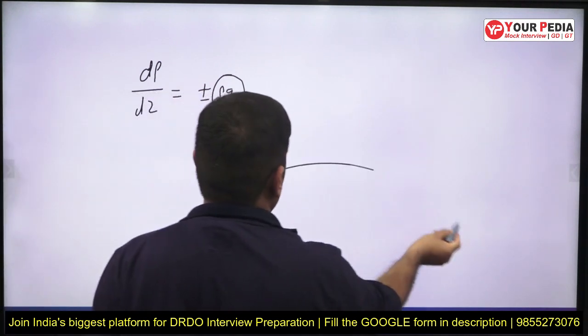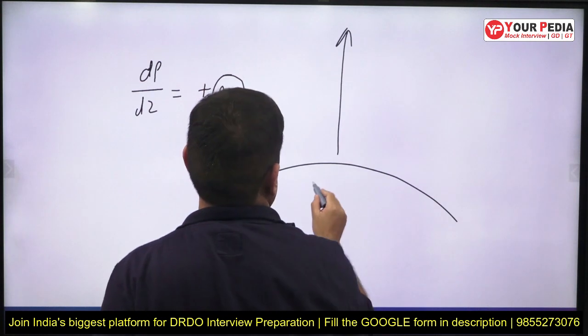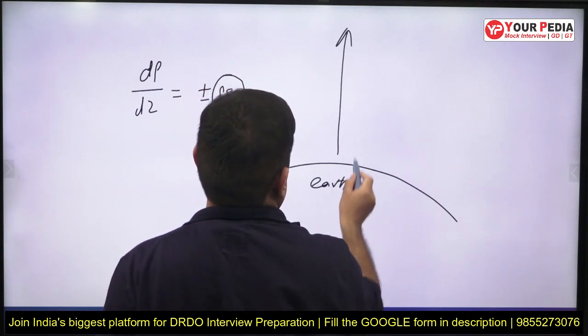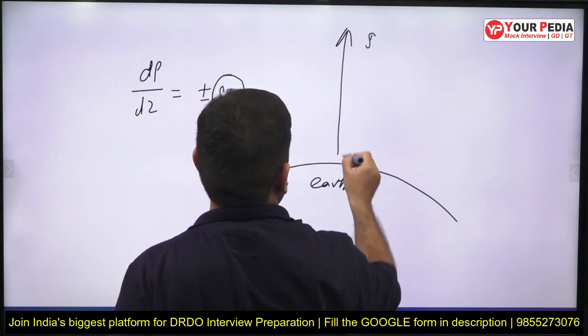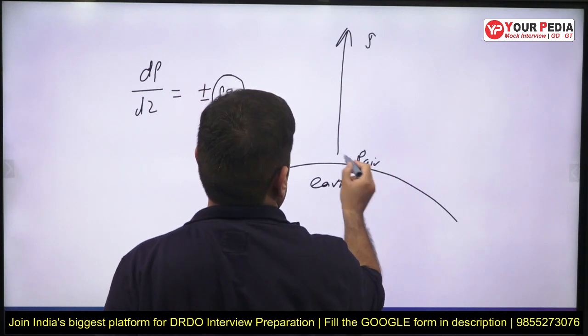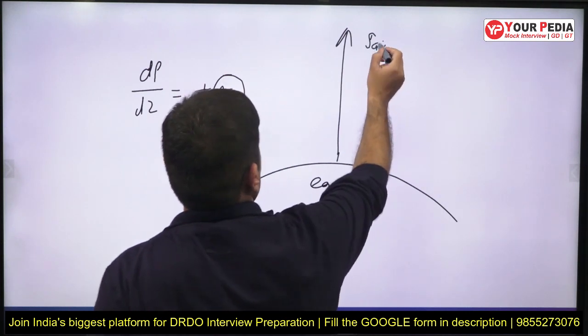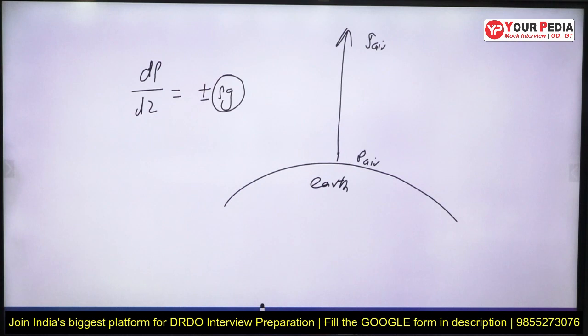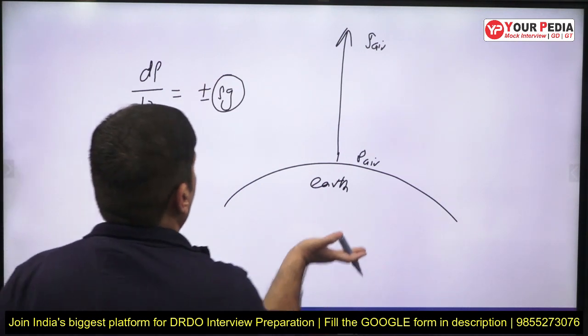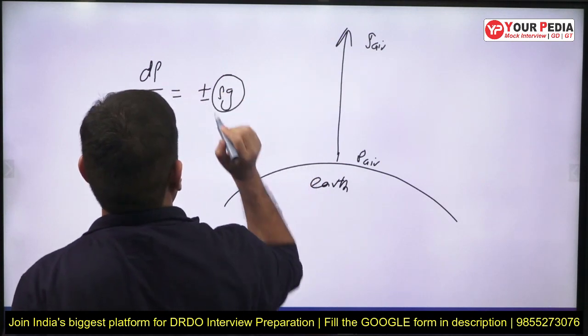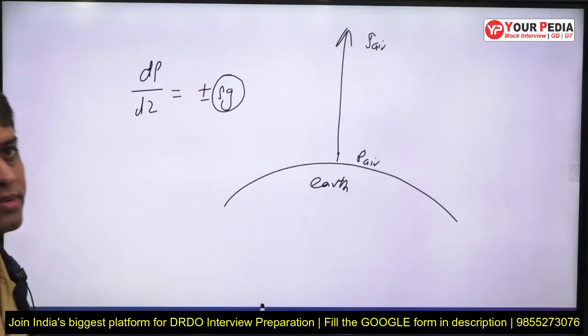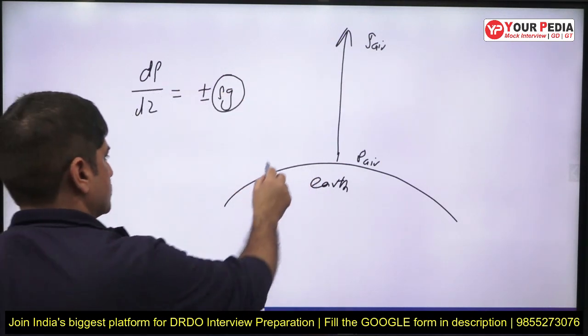As you move away from the surface of the earth, this is the surface of the earth, the rho here will not be the same as the rho of air here. Air is a gas, so it is compressible and its density is not going to remain the same. As you go up, the pressure decreases, so it is negative now. Here it is atmospheric pressure.